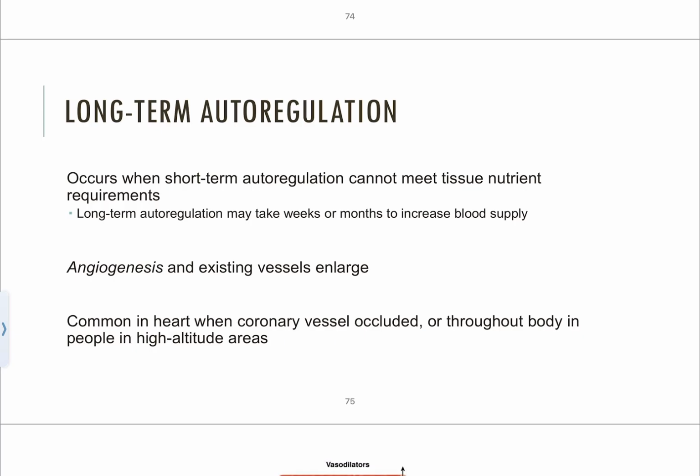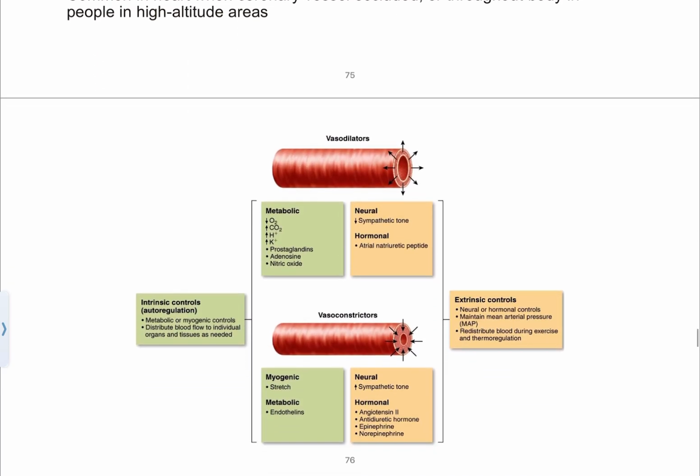Common in the heart, if we're talking about autoregulation that's long-term, if we have some sort of blockage in a coronary vessel or throughout the body, or if somebody is at high altitude. So for some reason you live in Florida and then all of a sudden you decide to move to the top of a mountain. Long term, again, it'll take weeks to months to increase your blood supply. We'll see an increase in the amount of blood vessels in your body just so that you're able to meet your tissue's needs for gas and nutrients.